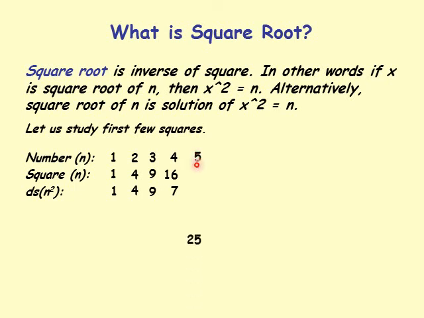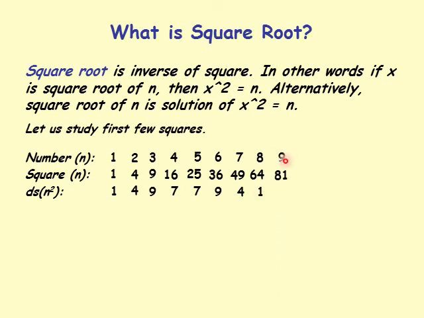Number 5, its square is 25, and the digit sum of 25 is 7: 2 plus 5 is 7. Number 6, its square is 36, and the digit sum of 36 is 9: 3 plus 6 is 9. Number 7, its square is 49, since 7 times 7 is 49, and the digit sum is 4: 4 plus 9 is 13, and 1 plus 3 is 4. Number 8, its square is 64, and the digit sum of 64 is 1: 6 plus 4 is 10, and 1 plus 0 is 1.